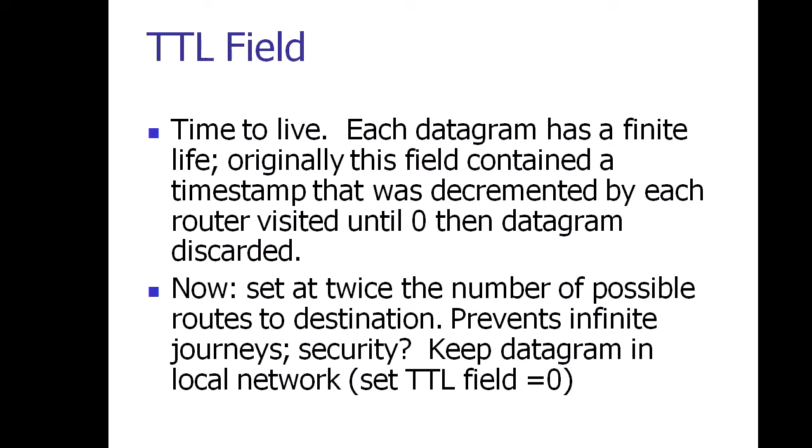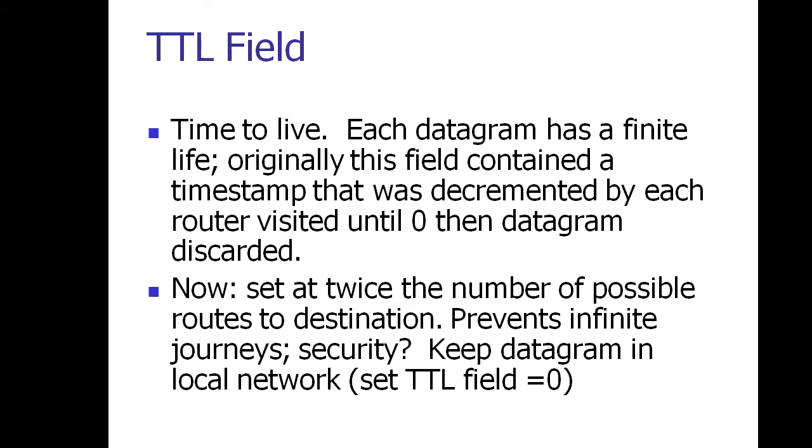Time to live field. Each datagram has a finite life, and originally this field contained a timestamp that was decremented by each router visited until it became 0, and then the datagram was discarded. And the idea of a time to live field is that you don't want an IP packet staying in the internet forever, right? So every time an IP packet is routed, the router is actually going to subtract from the time to live field. And typically, these days, it's set at twice the number of possible routes to the destination. And the idea is it prevents infinite journeys, which apparently used to happen.